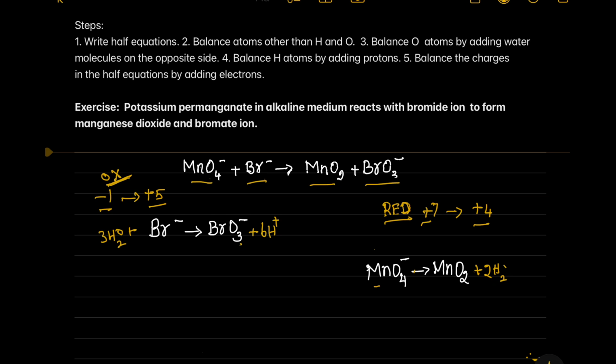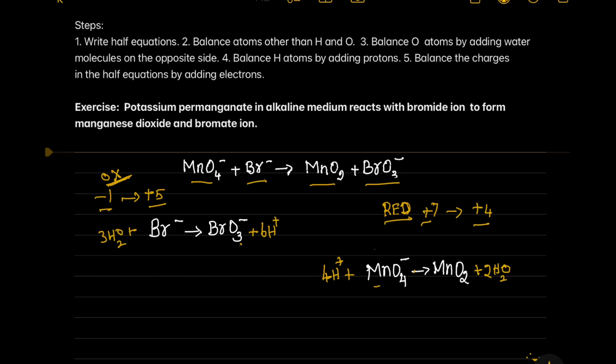In the second half equation, there are 4 hydrogens on the right side of the equation since there are 2 water molecules. Therefore, to balance them, we have to include 4H plus on the left side of the half equation. Next step is balancing the charges.